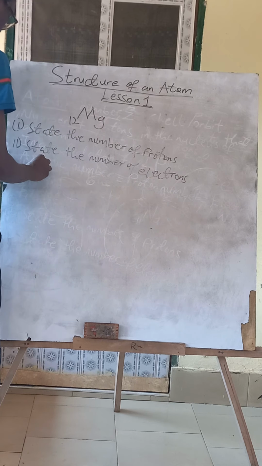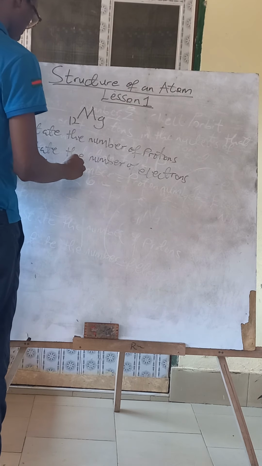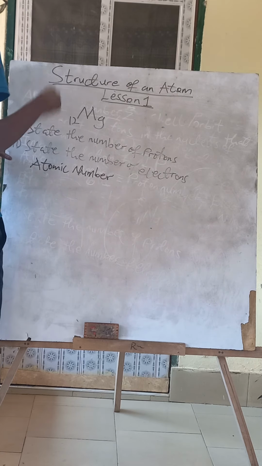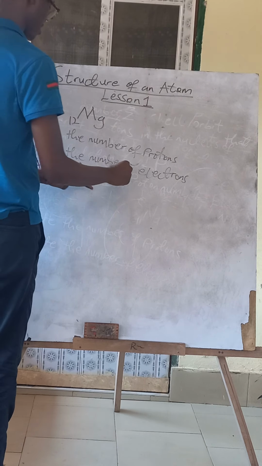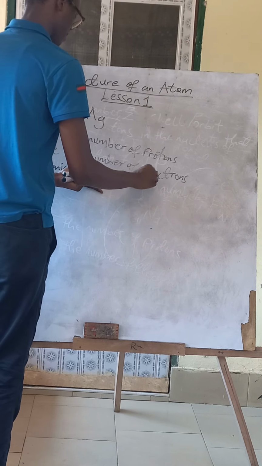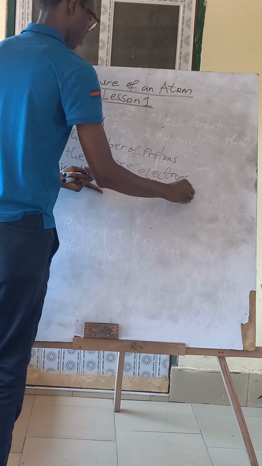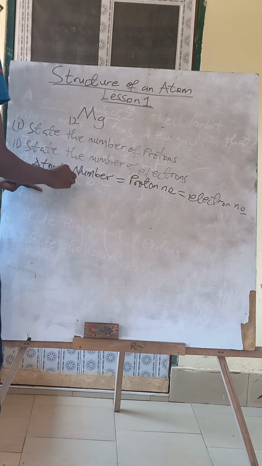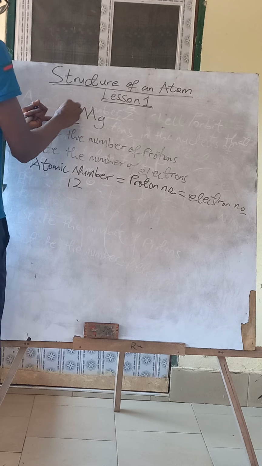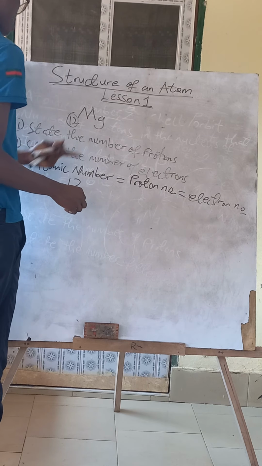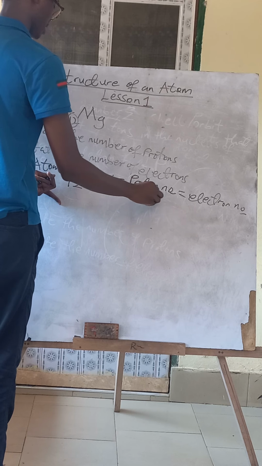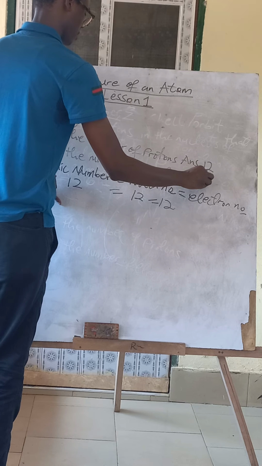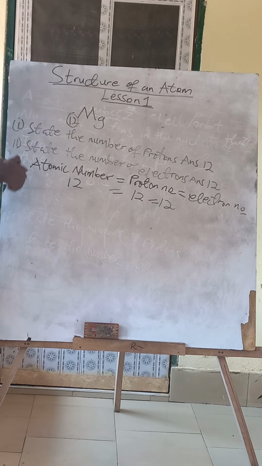So the atomic number, this is only true for an atom. I'm repeating, please consider this. It is only true for an atom. It is not the same for an ion. So atomic number, proton number, and electron number are the same, and it is only true for an atom. So 12, atomic number is 12. This is atomic number. So state the number of protons. The number of protons will be 12, and the number of electrons will also be 12. So 12. I hope this is clearly understood.